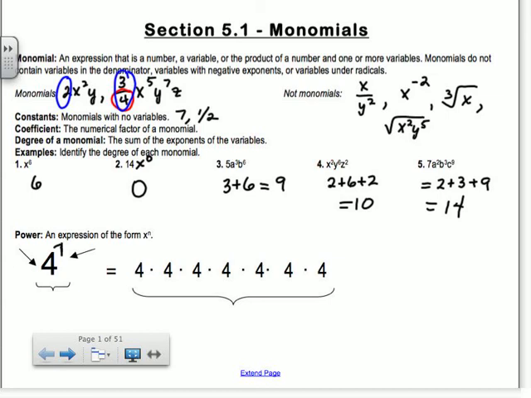Okay, 4 is called my base. 7 is called my exponent. The whole expression is called a power. Okay, even I mess this one up, I always say 4 to the 7th power. You should really say 4 to the 7th is the whole power. All right, when we see 4 times 4 times 4 times 4, etc., that's called expanded form.